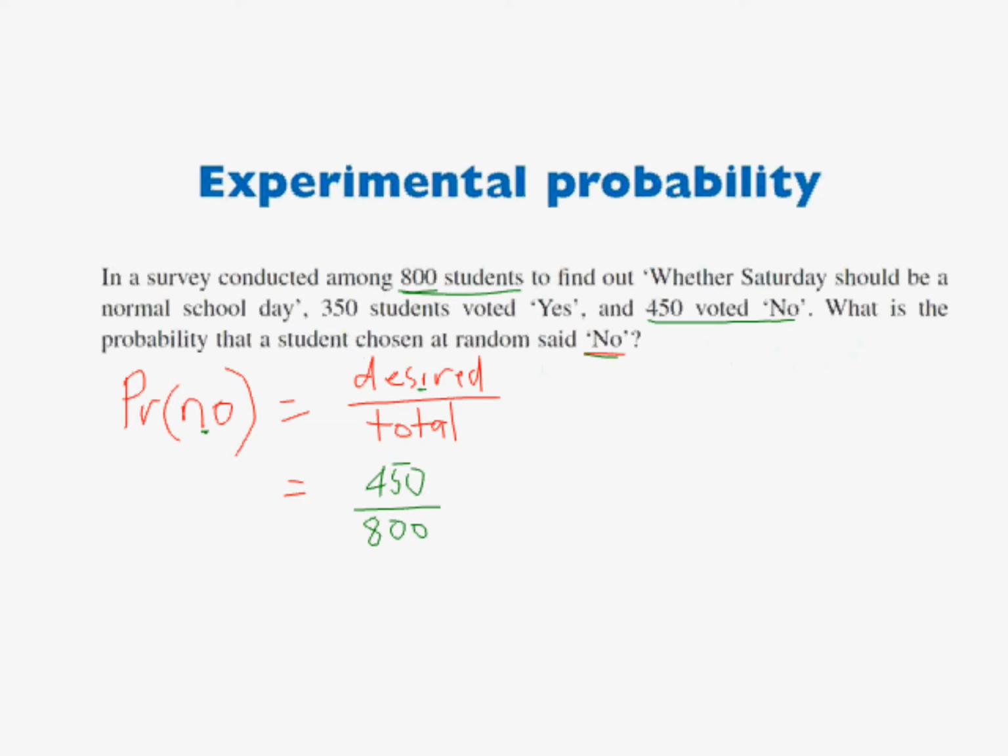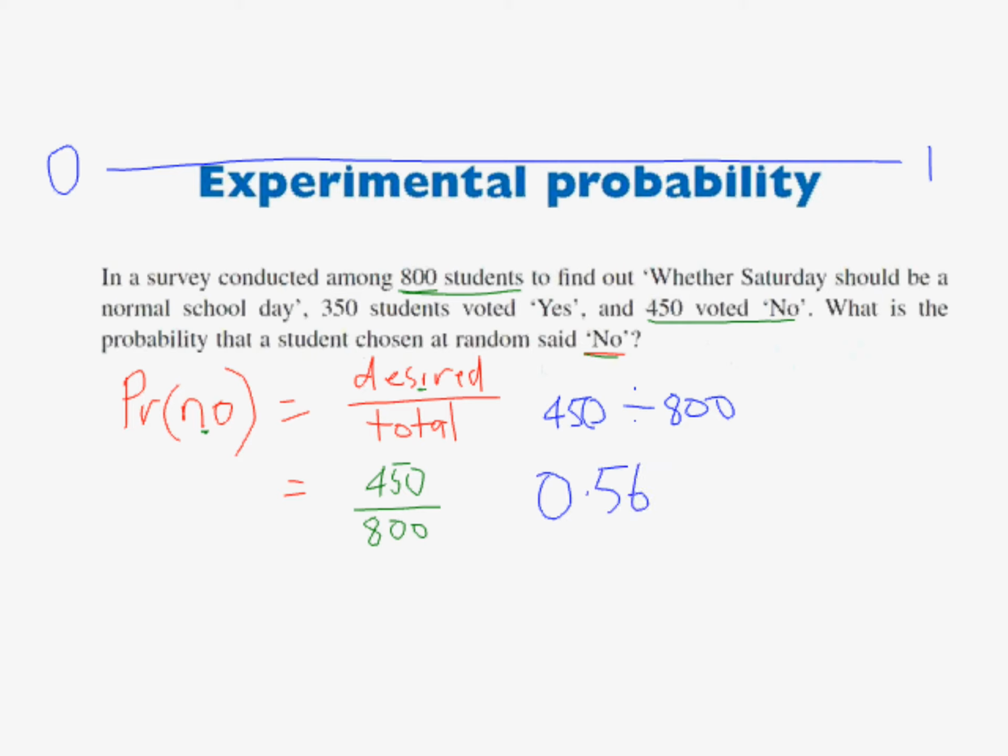Now what we need to do to work out probability, if we remember, when we're looking at probability, we're looking at a scale between 0 and 1. Anywhere on that scale we can have our probability occur. So in order to work out where between 0 and 1 it is, we put into our calculator 450 divided by 800. That will give us 0.5625.